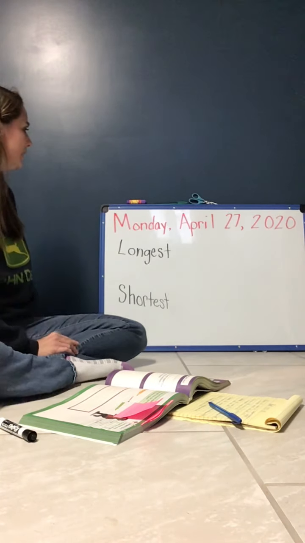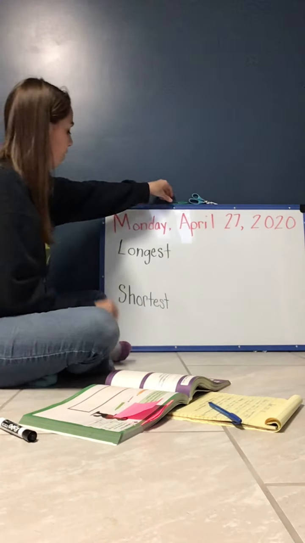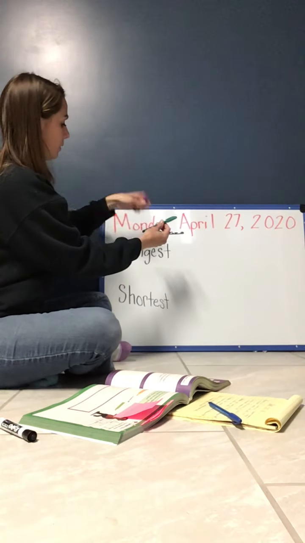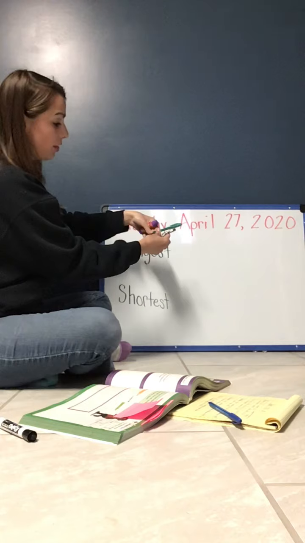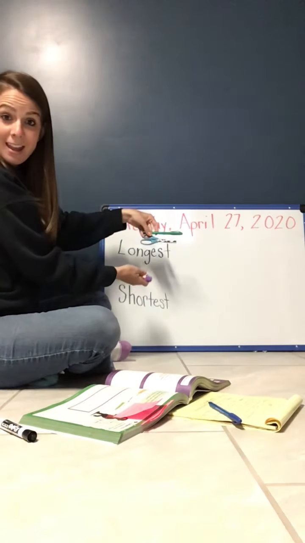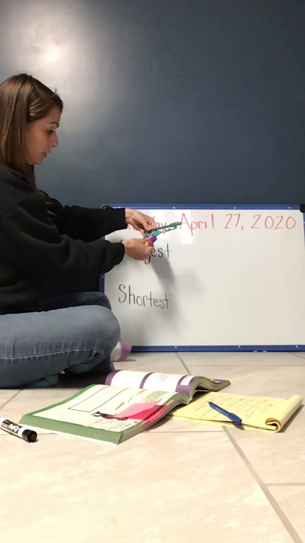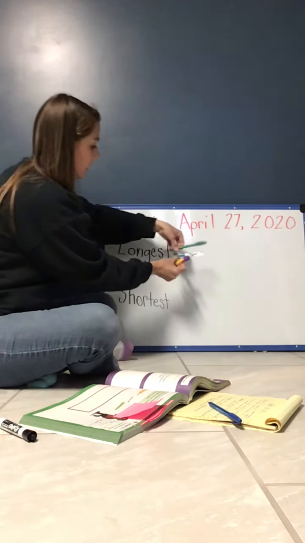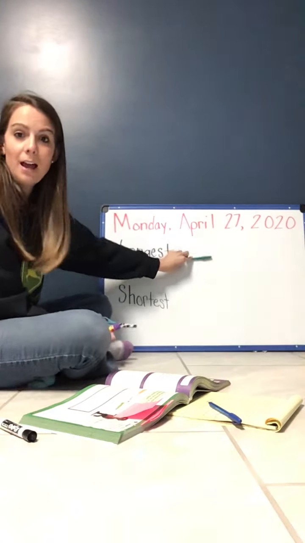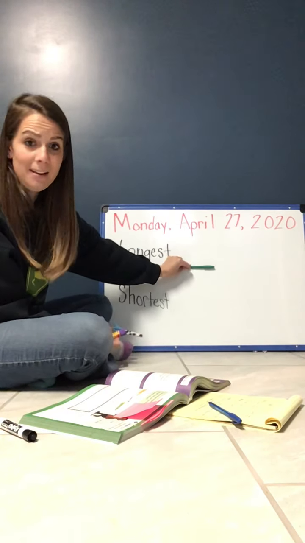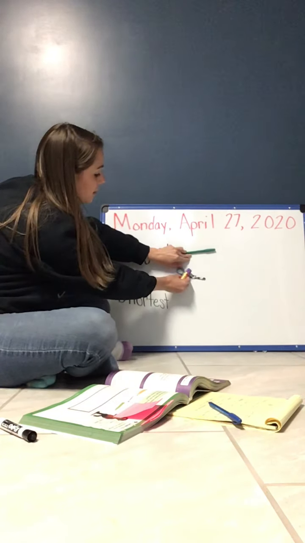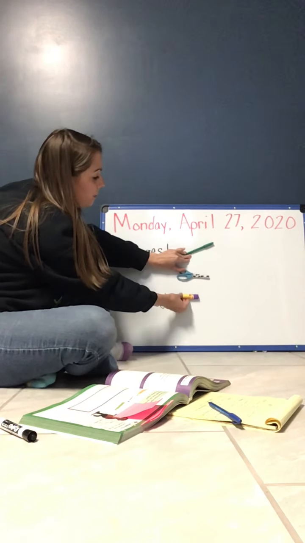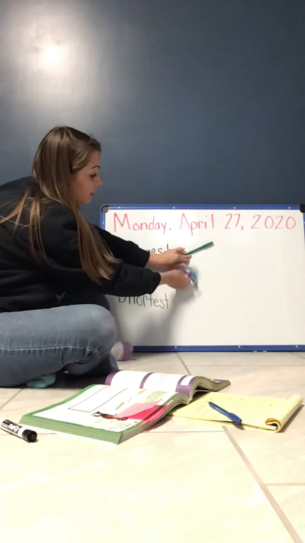Now, I need to figure out which is the longest object. Let's see. To me, it looks like the pen is longer than the scissors, and the scissors are longer than the glue stick. So my longest object would be my pen. The object in the middle would be scissors, and the shortest object would be our glue stick.